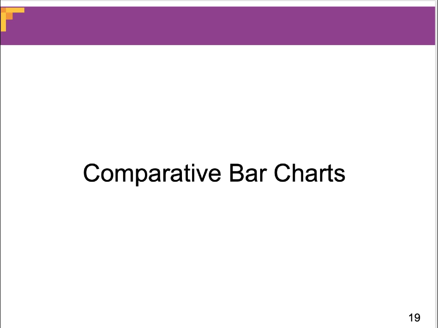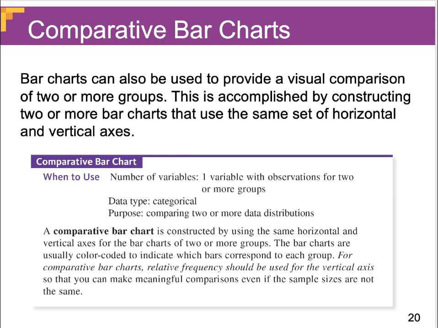Let's now take a look at the comparative bar chart. So you would use a comparative bar chart when you're trying to provide that visual comparison of two or more groups. It'll be constructed much like a bar chart, except you'll have two or more bar charts combined into a single set of horizontal and vertical axes.